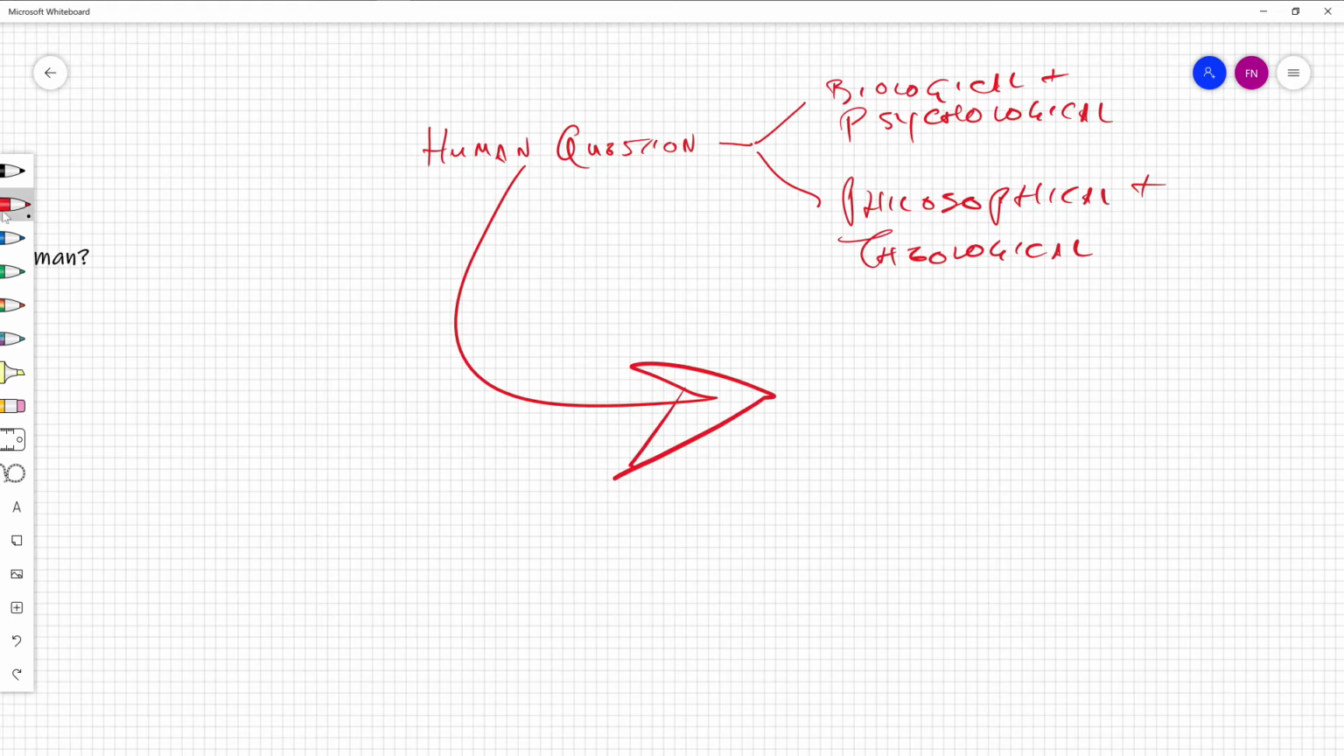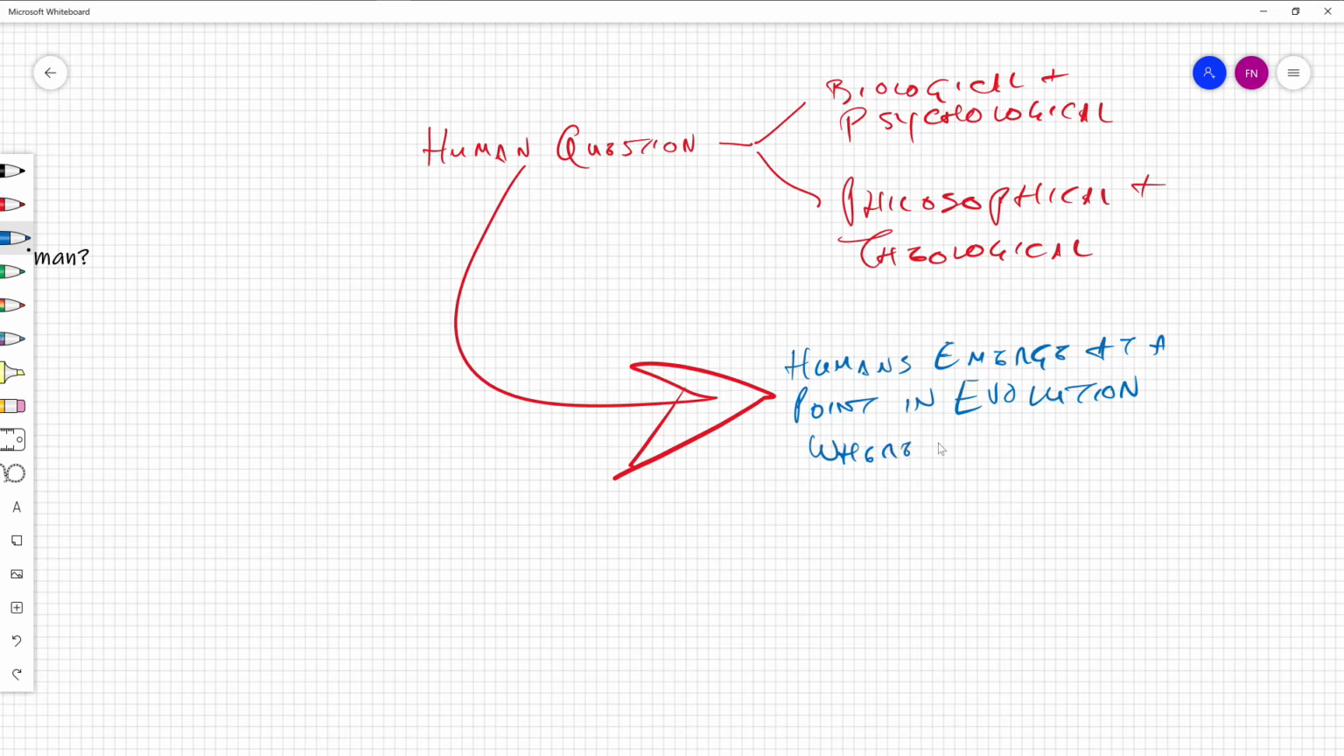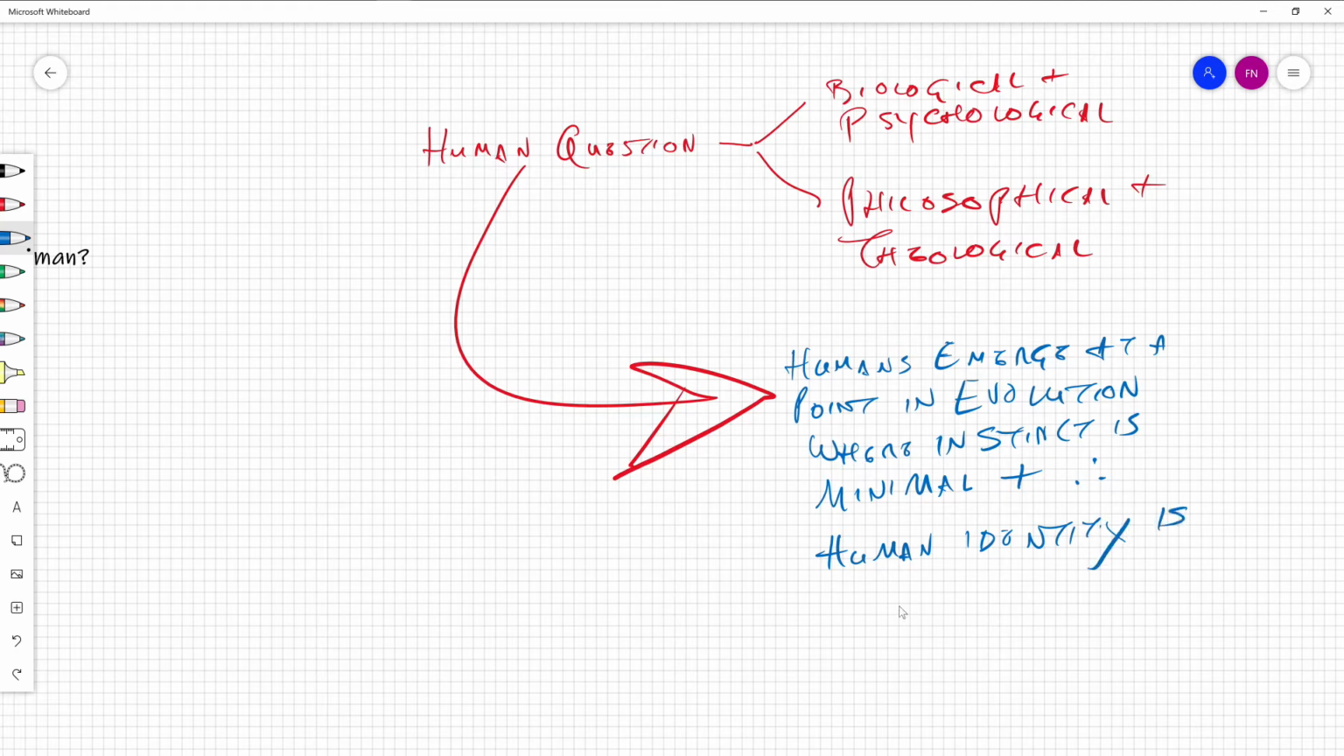Because humans emerge at a point in evolution where instinct is minimal, and therefore, the sense of who we are is problematic.